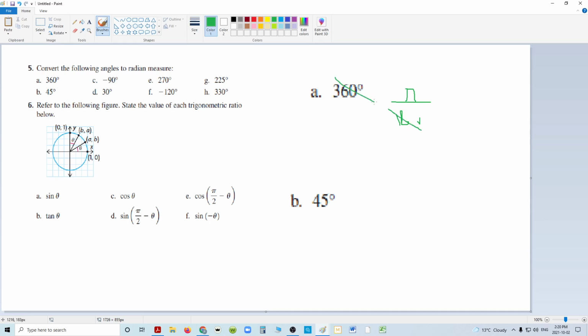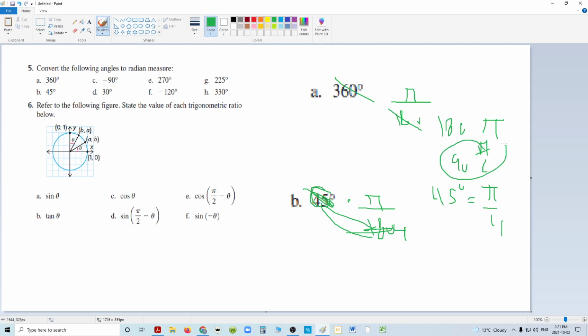180 goes into 360 twice, but we already know 360 is 2 pi. Well, same with this. We're going to do this over 180. This time 180 can't be divided by 45, so 45 goes into 180 four times, which means 45 degrees is the same as pi over 4, which makes sense because pi is 180 degrees. Pi over 2 is 90 degrees, which makes sense that half of 90 degrees would be pi over 4.